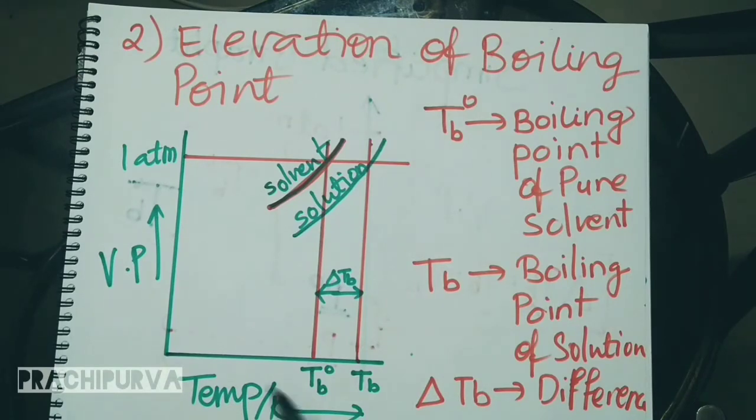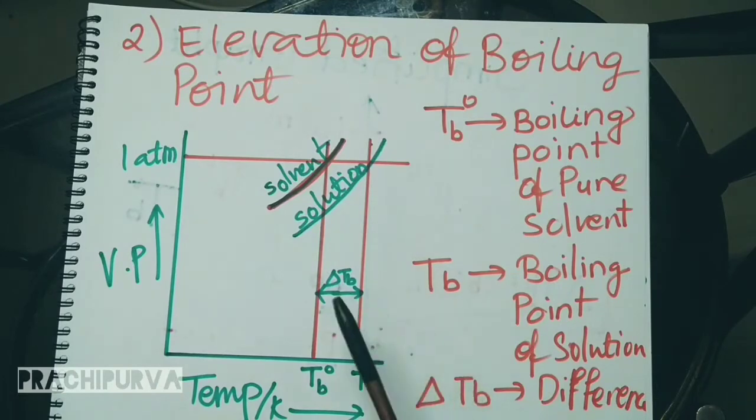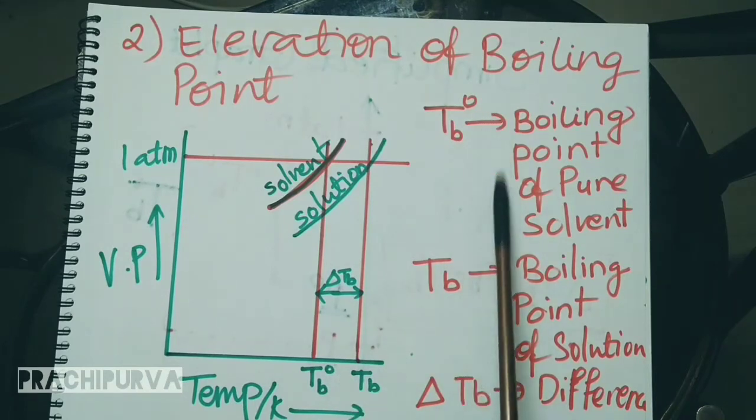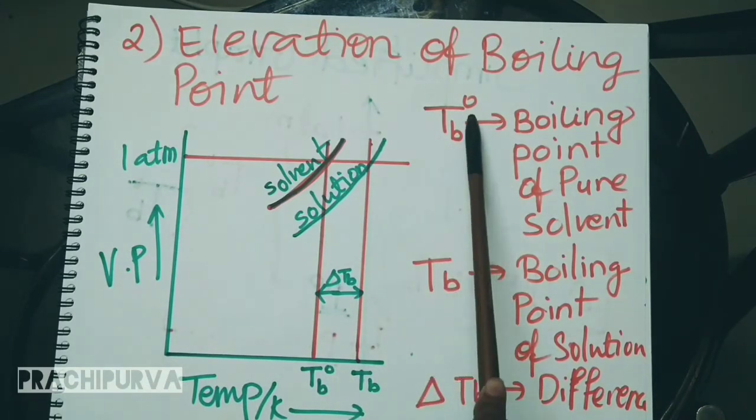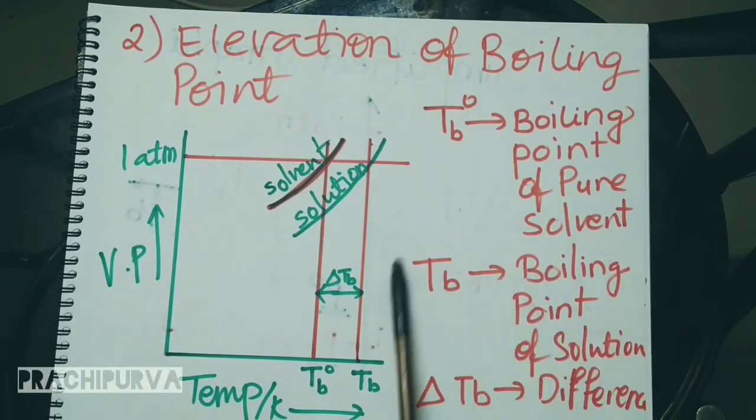So for this elevation of boiling point, lowering in vapor pressure, depression in freezing point, you remember this is about pure solvent and solution. Okay. So there is one graph given. Before that, let's understand this terminology. Again, if there is a knot, it means it is the boiling point of pure solvent. This is the boiling point of solution, and this is delta T b, the difference.